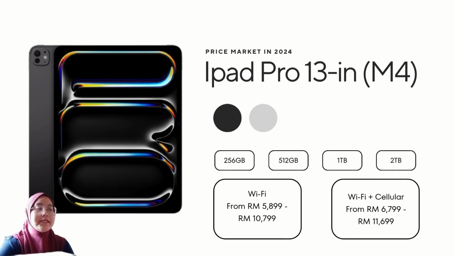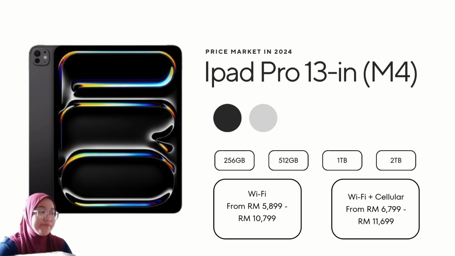So let's take a look at the price bracket. The first one is the iPad Pro 13-inch. It comes with two colors, space black and silver. It also comes with 4 types of capacity: 256 gig, 512 gig, 1 terabyte, and also 2 terabytes.